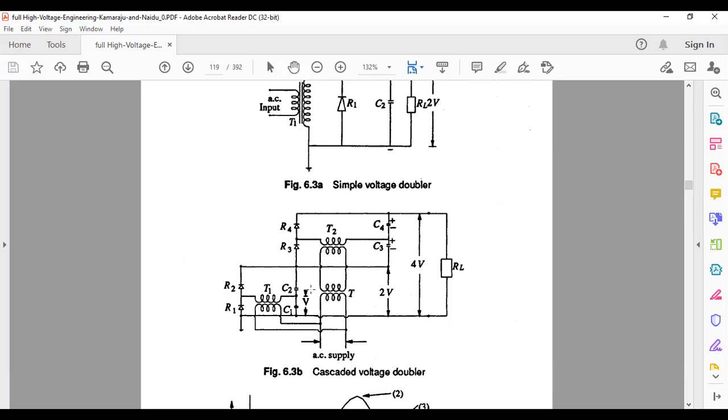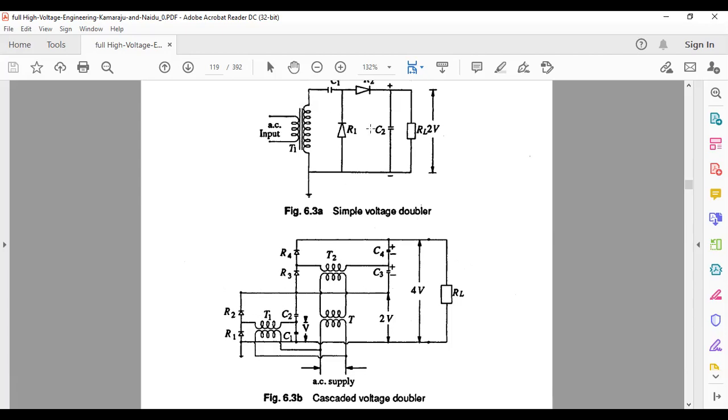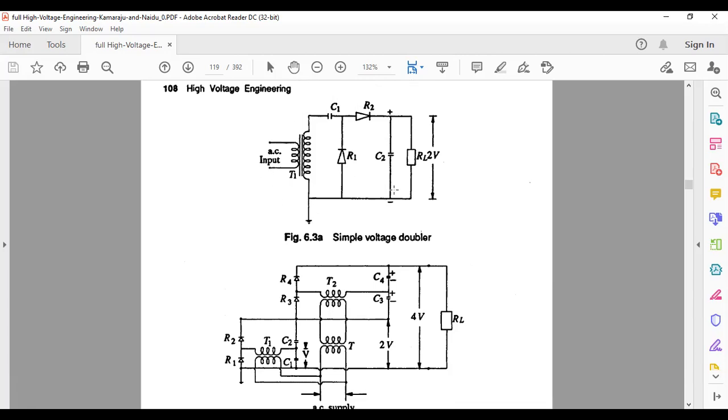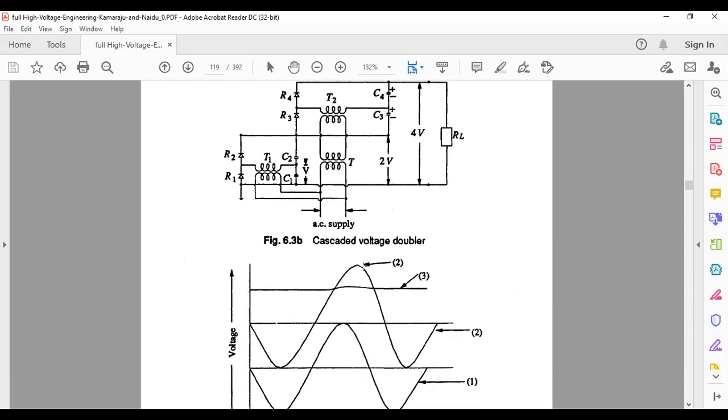Up to C1 we got only V, up to C1 and C2 we got 2V, up to C3 we got 3V, and up to C4 we got 4V. So 4V is the output voltage we can get by using the cascade transformer stages. This is the first stage and this is the second stage. The same concept is used here: I doubled it by connecting two units in series using the isolation transformers, and you can get 4V. So this is about the cascaded voltage doubler, right?